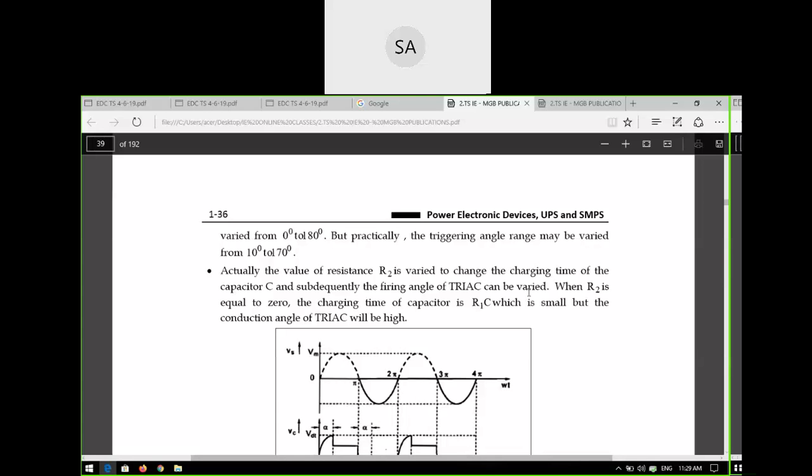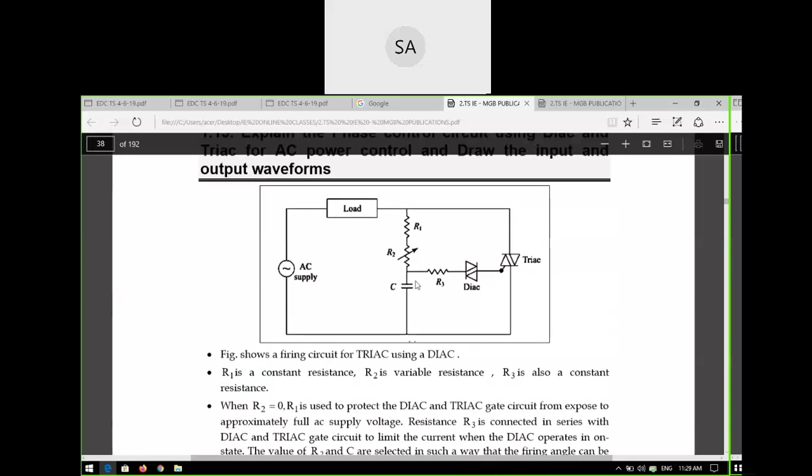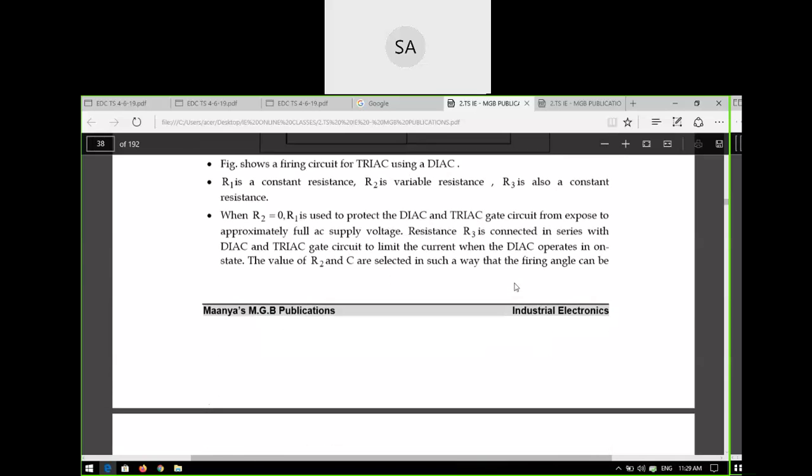So when R2 equals 0, what will happen? R1 into C is the charging time of the capacitor. The capacitor will charge with the R1C time constant, and the voltage developed across the capacitor is given to the DIAC, which is given directly to the gate of the TRIAC, and it will be turned on. So how much time it takes is decided, when R2 equals 0, by R1 into C only.